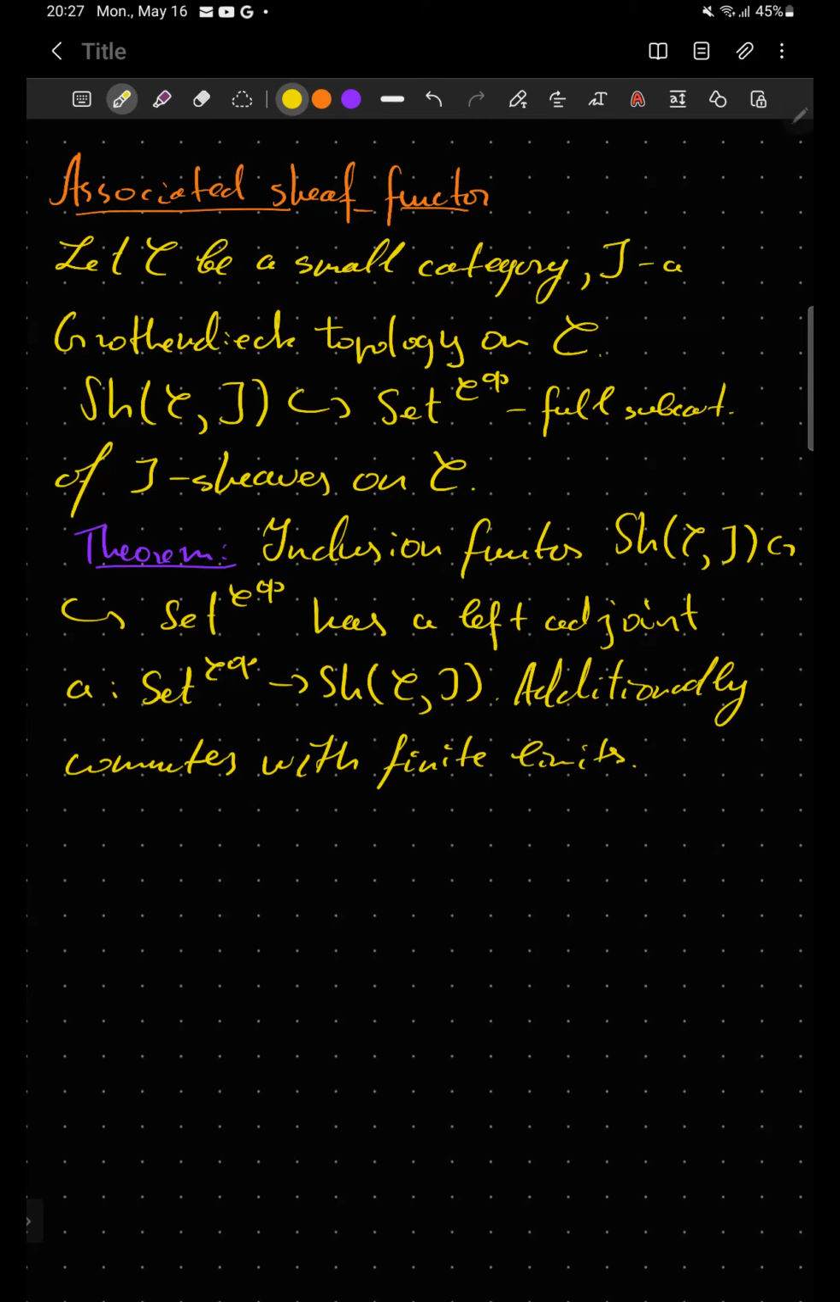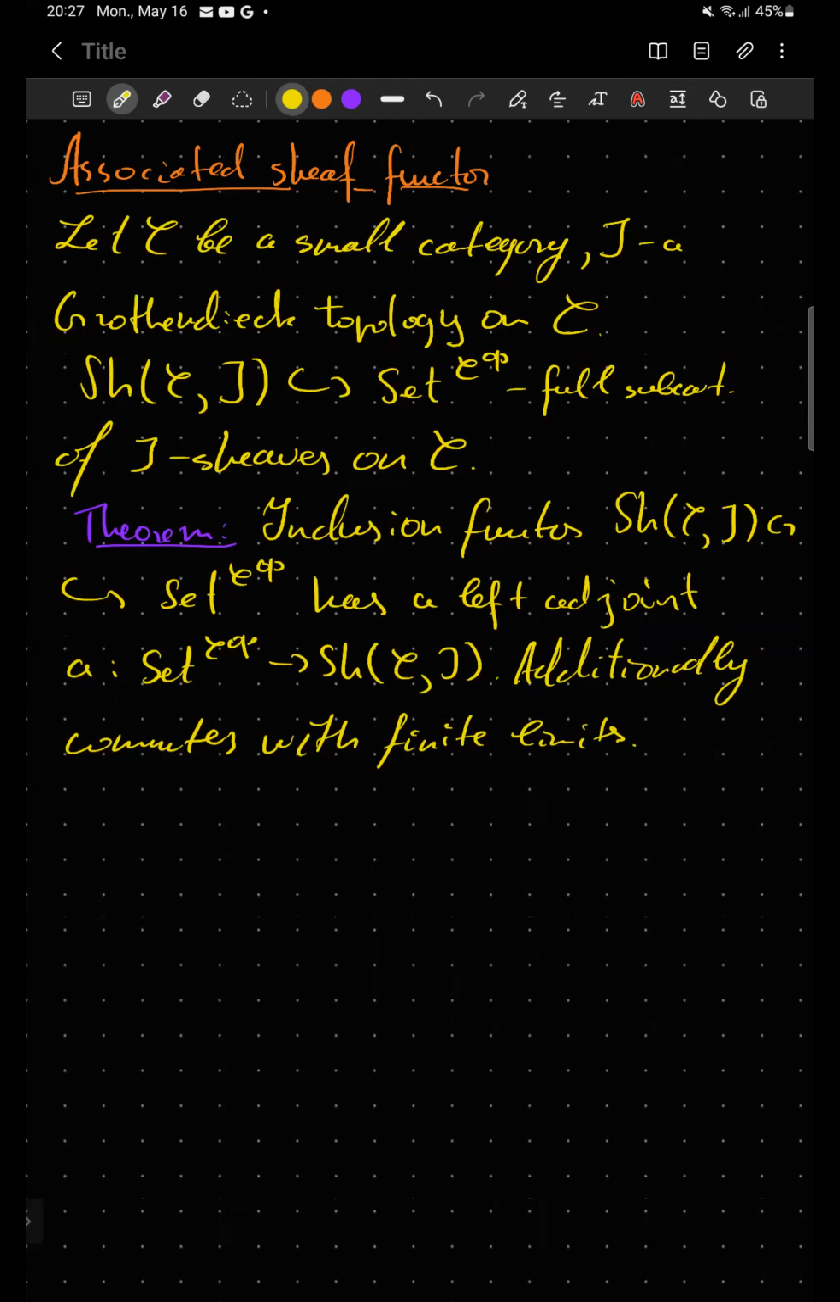Basically, what we can say is that the subcategory of sheaves inside the category of presheaves is reflective, in the sense that we have a reflection of each presheaf to this category given by this functor A. This functor is sometimes referred to as sheafification of a presheaf, and I will describe a construction which yields precisely such a functor.